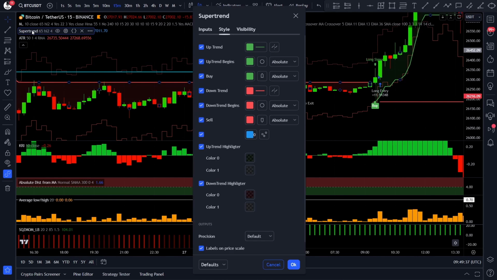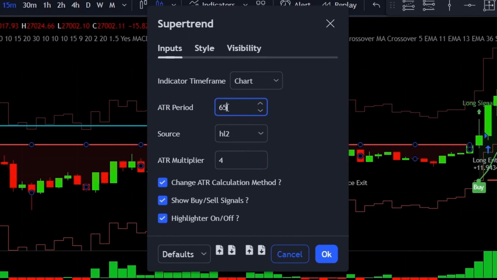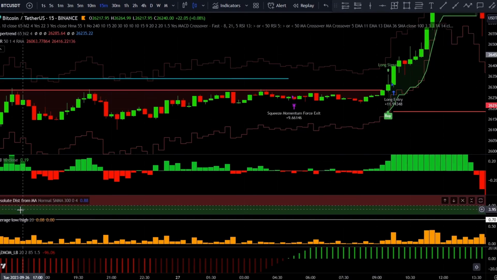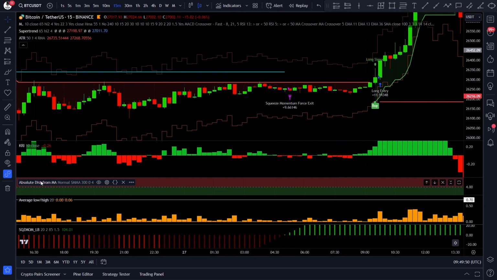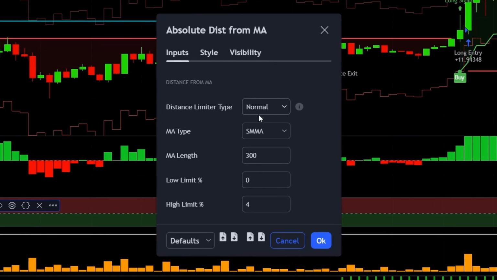Next, the SuperTrend. Change its period to 65 and the multiplier to 4. After that, let's open up our distance from MA indicator. Here we are going to use the normal limiter type with a 300 length SMMA and with a high limit of 4. This indicator will let you know how far the current price is from a set moving average, in this case the 300 length SMMA, and if it's too far, it is very likely that the price is overextended and it's not a good entry point.